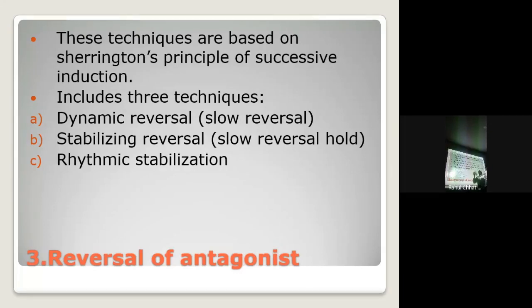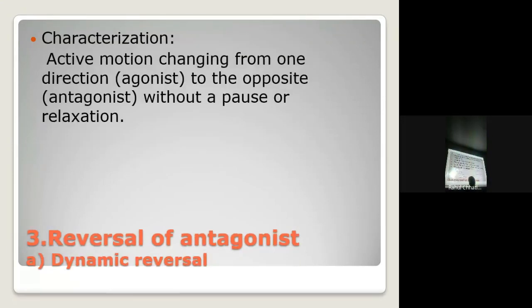So the first thing, agonist, say for example biceps, and then antagonist, say for example triceps. So you will treat biceps first, resist biceps contraction, and then move to triceps contraction. If I have to demonstrate it to you, let me just pull up the first one. It will be easy for you to understand. So first we are learning about dynamic reversal. It is characterized by active motion changing from one direction, the agonist, to the opposite without any pause for relaxation.